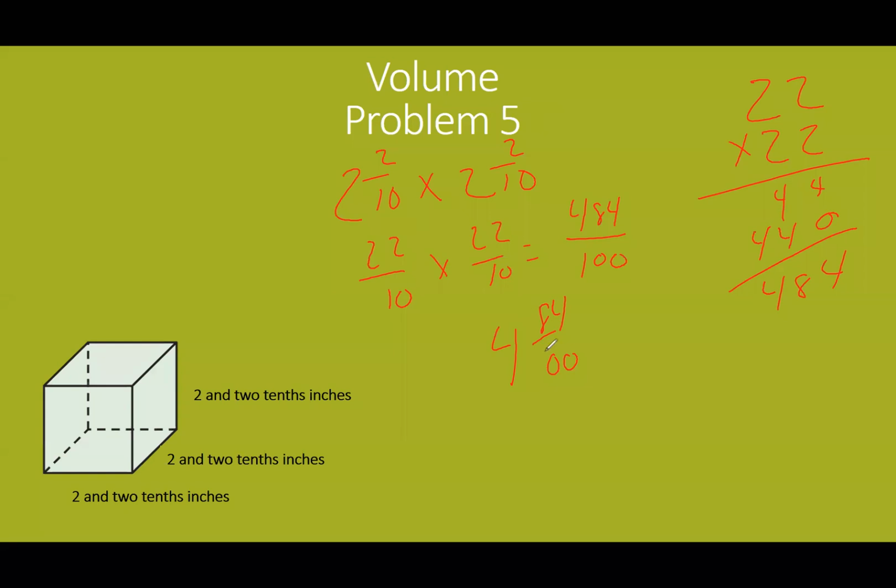I need my pen. And we know that 84 can be reduced. We reduced by 2, and we got 42 over 50. That's a 4. And we can reduce by 2 again, and we get 4 21/25. Do you remember that? So here, these two guys, you should have it on your paper, 4 21/25.